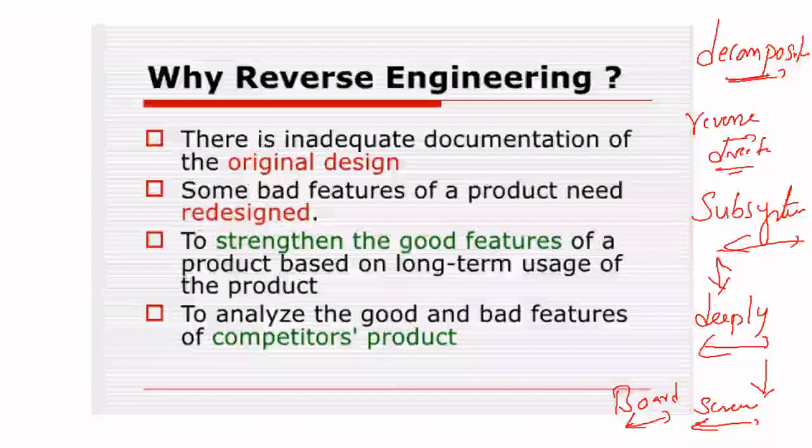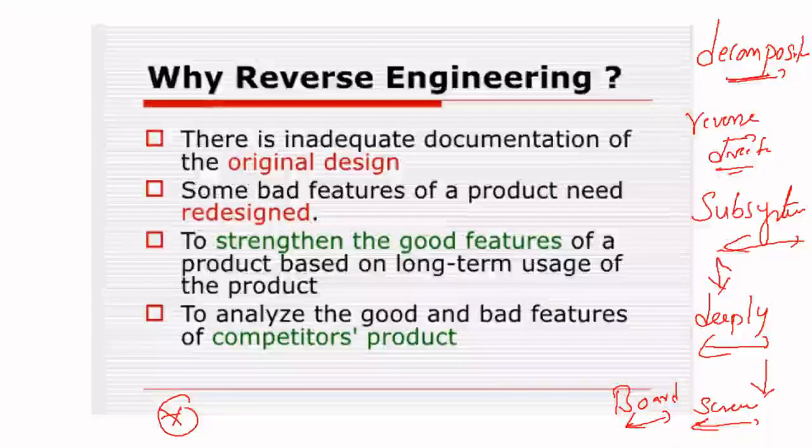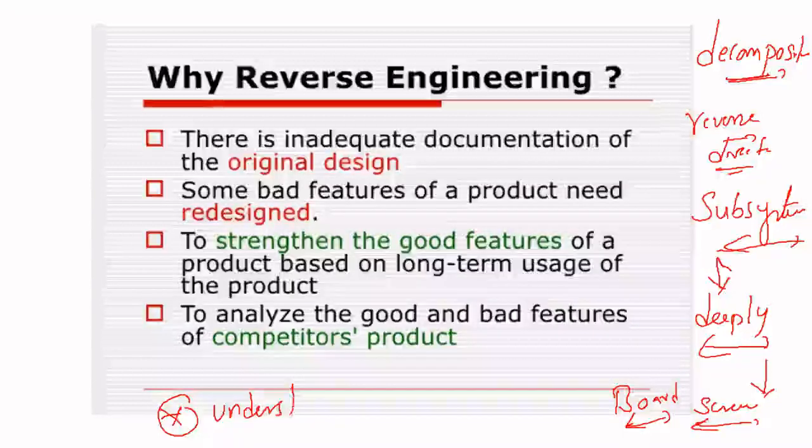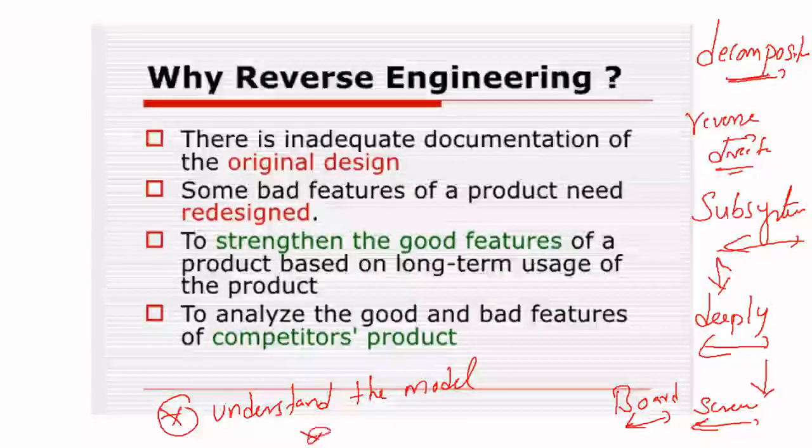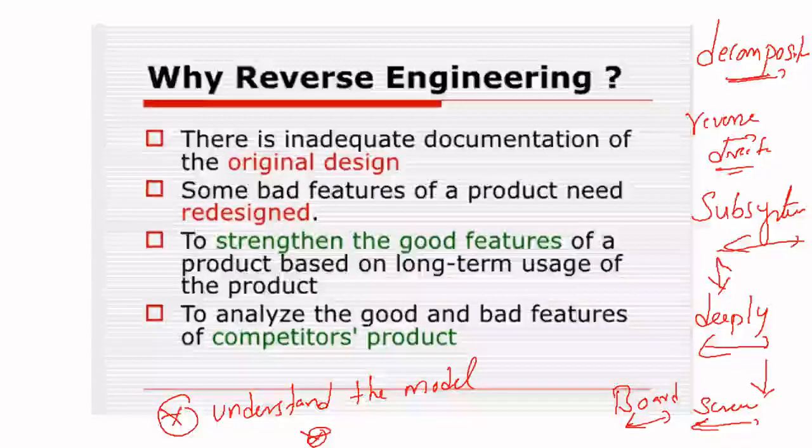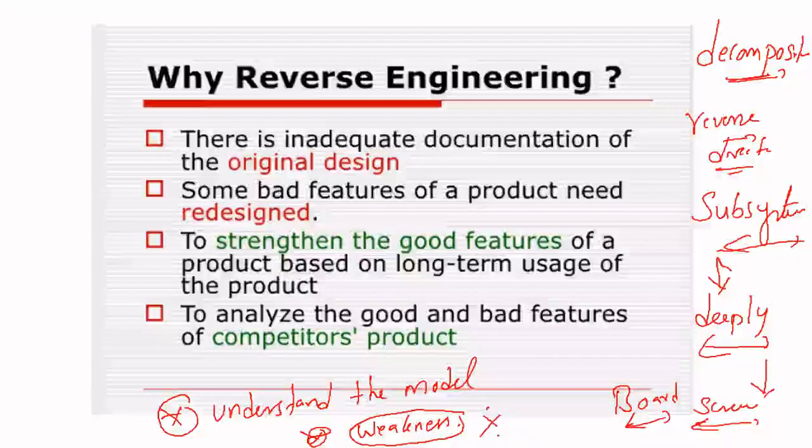So this process gives us two things. One, we can understand this particular process easily, understand the function of the model, or understand the model efficiently. Then you can understand even the weakness in that particular model. If we understand the weakness, we can avoid it in the new model you make. This is also one big advantage of reverse engineering.